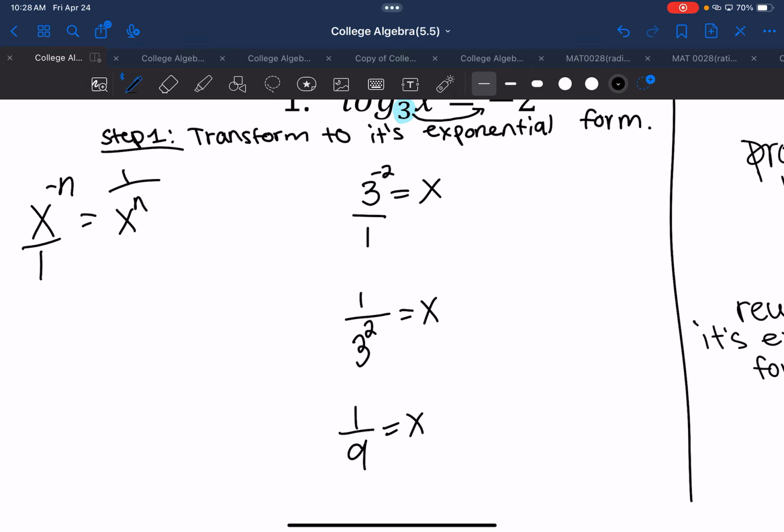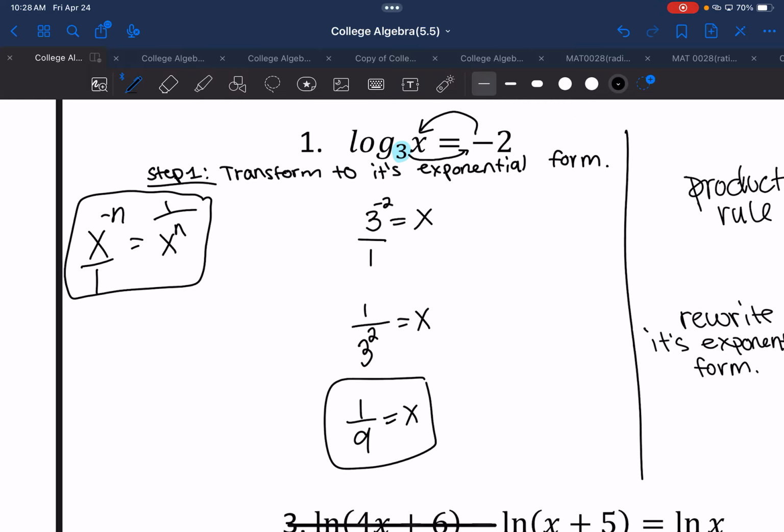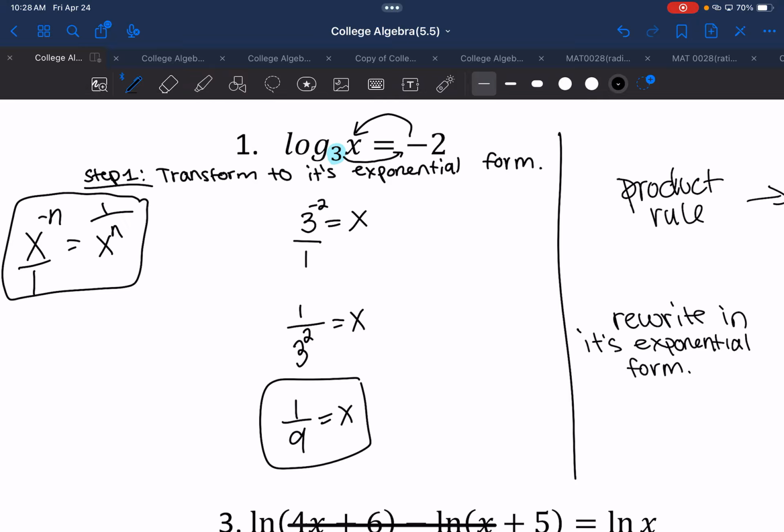So we've talked about this. So 1/9 is the answer? Yep. 1/9 is the answer. And there's no way to really do that with the calculator, huh? You just gotta know how to do that.